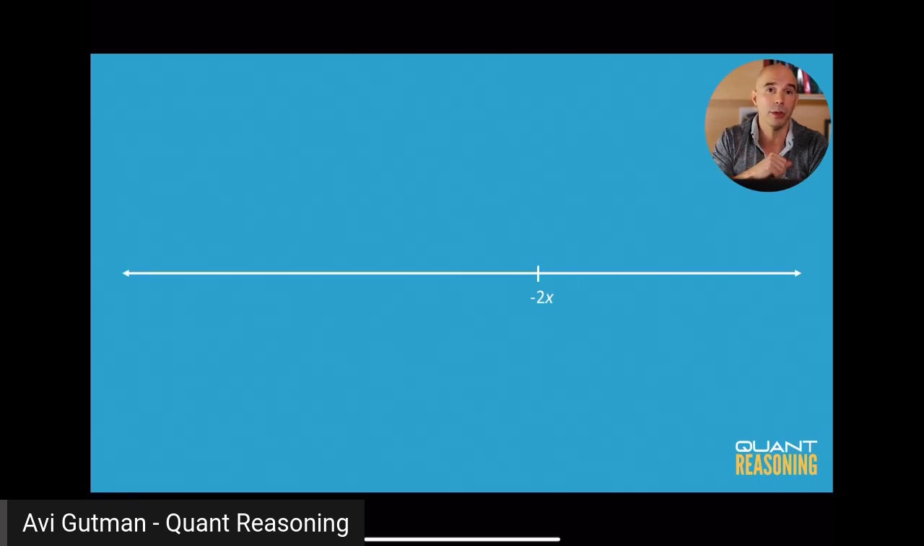Final example, and then we'll look at some official GMAT questions. So if I tell you that negative 2x sits right there in the number line, so negative 2x is there, where would you find 6x? That's positive 6x. So we know where negative 2x is. We're searching for 6x. Where would you find that? To the right, to the left? Where is 6x?